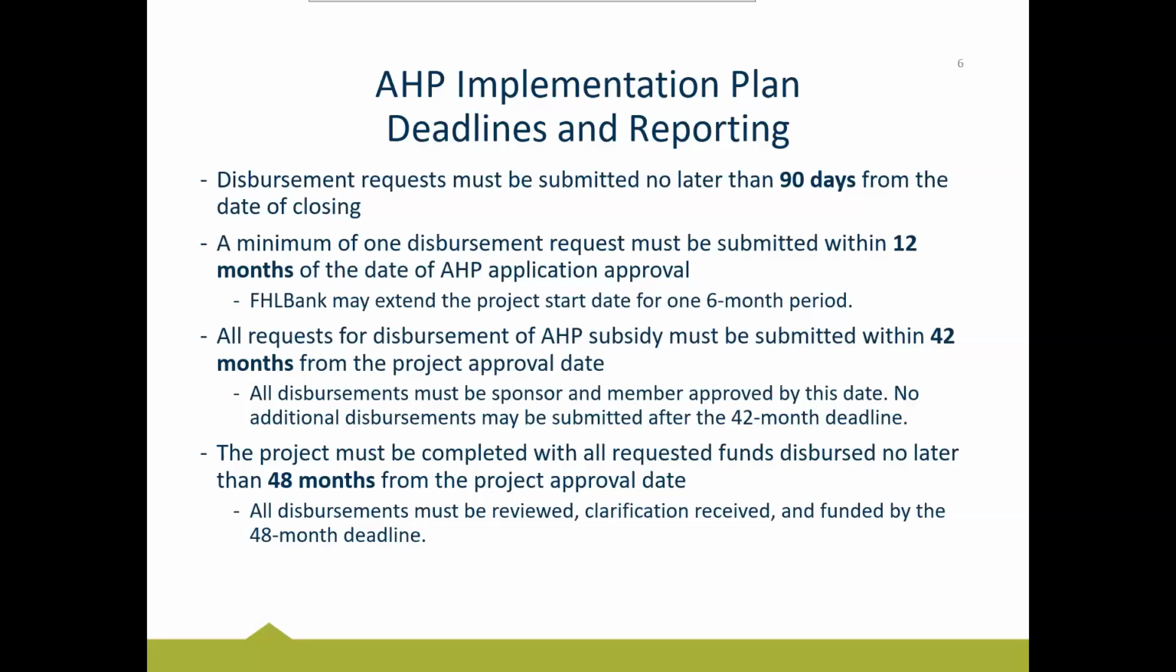We do hold the right at the bank to extend the project start date for up to one 6-month period if you are running into issues hitting that deadline. If you are running into issues, just reach out to us a few weeks in advance of that December deadline, and we can talk about a potential extension if that is possible. All right, looking way down the line, all requests for disbursement of AHP subsidy need to be submitted within 42 months of the project approval date.